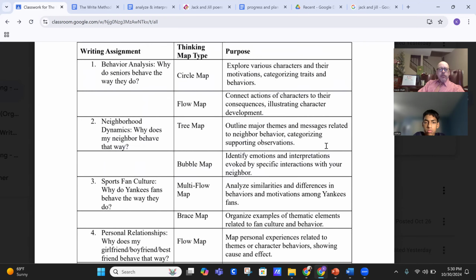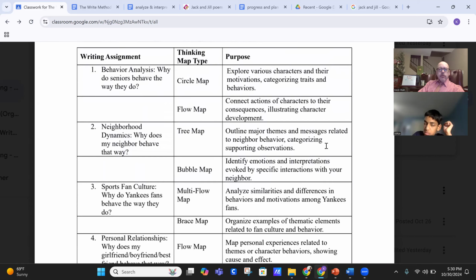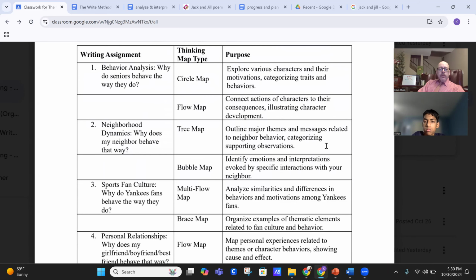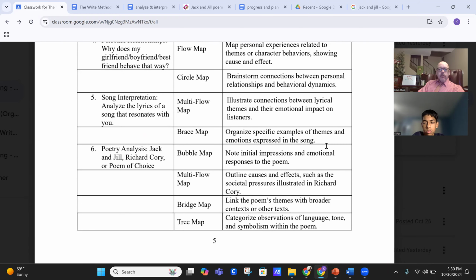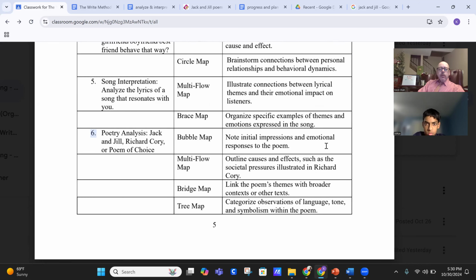And I'm curious to look at one of these, the behavior analysis one. So again, with number one, you could do a multi-flow map because that answers the question why, cause and effect. And then, of course, there's a lot to do with poetry that you can focus on. You don't have to do all four of these, but perhaps one of these four thinking maps will help you to really get to know this poem. And have fun with your thinking map. Pick the one that you like.